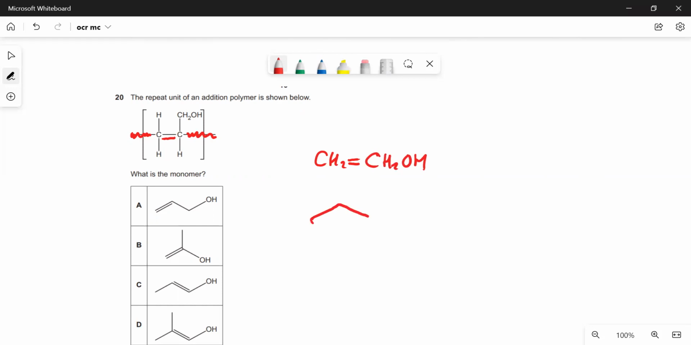Where's our double bond? And there is our OH. That's carbon number 1, number 2. That's carbon number 1. There's number 2, and there's our OH stuck onto it. So the correct answer is A. Important to realize that that is not a carbon there, is it? Okay, it's not a carbon. It's the OH.